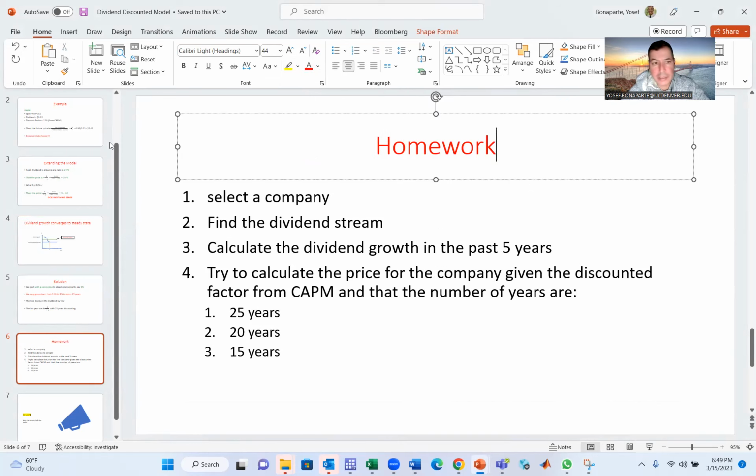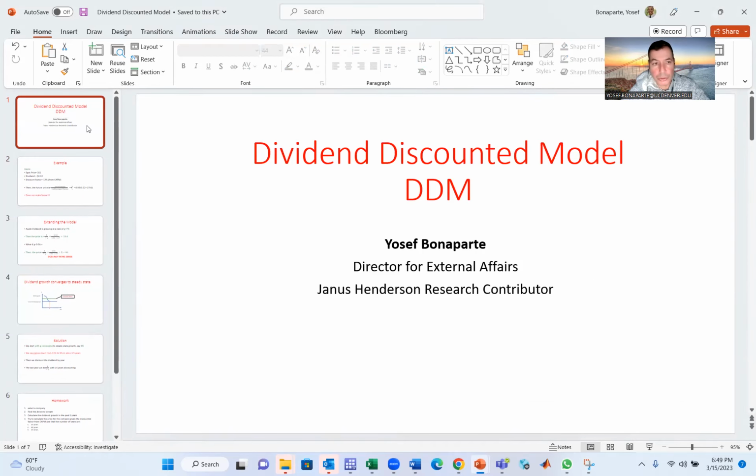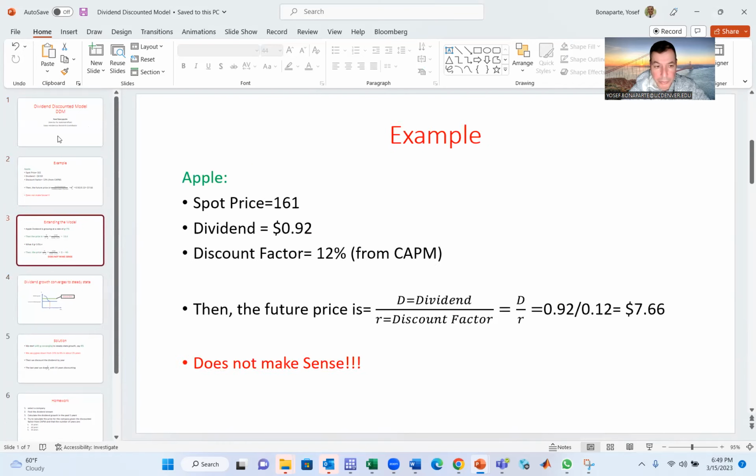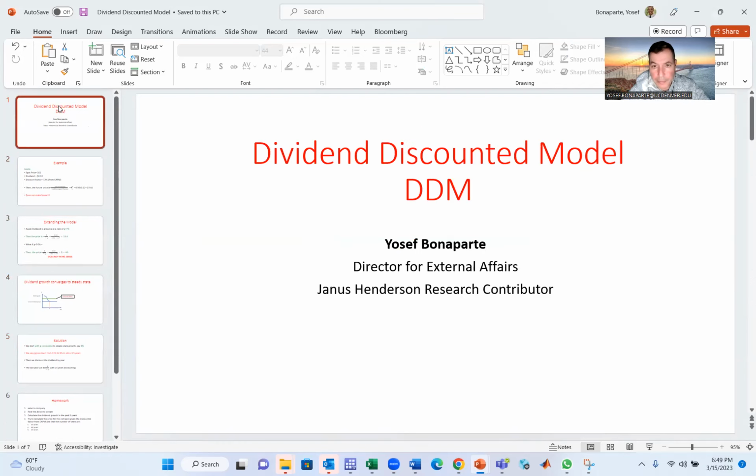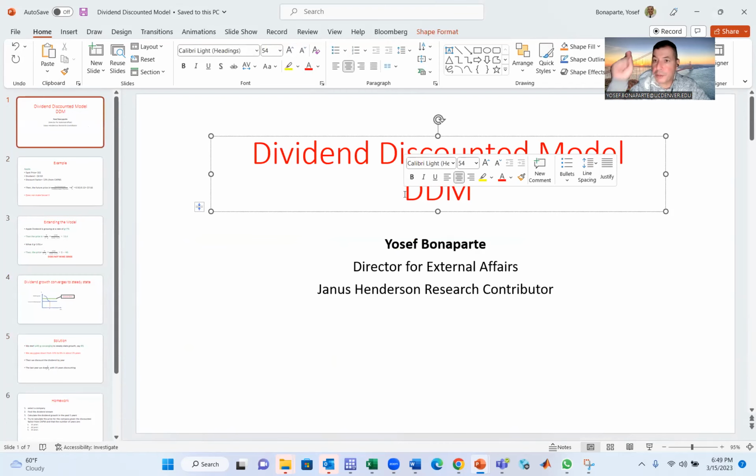Thank you so much. I think that's pretty much what I want to do in this model. And by the way, if you have access to Bloomberg, you don't need all of these slides. All you have to do is DDM. Go to Bloomberg, choose the company of interest, write DDM. You will have an output with the price of the company. Thank you so much.